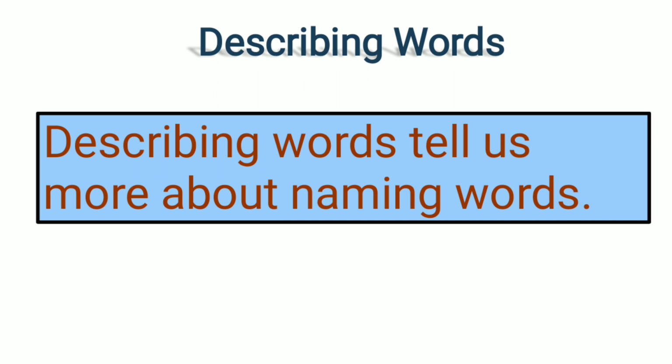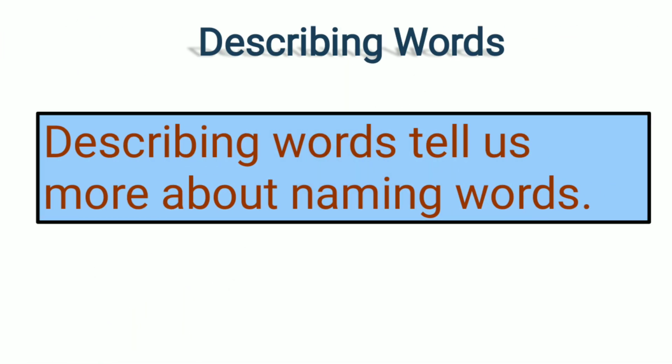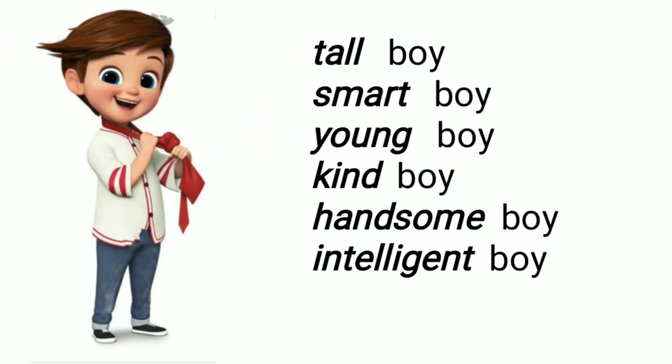Okay. Now let us see a few more examples. Look at this picture. It is a picture of a boy. How is the boy looking? Okay, now let us describe this boy. So now look here. We have used tall boy. We are describing this boy as tall boy. Boy is the naming word. How is the boy? Tall. So tall is the describing word.